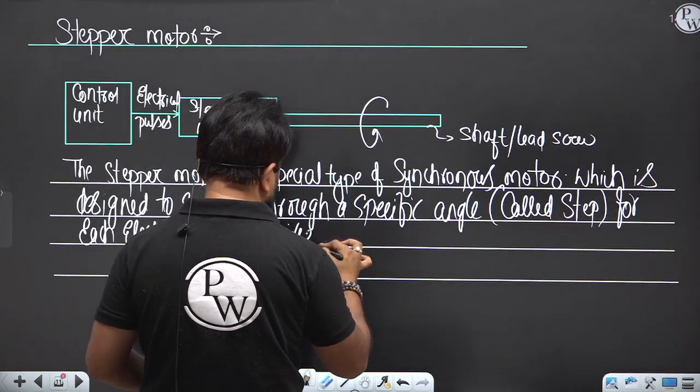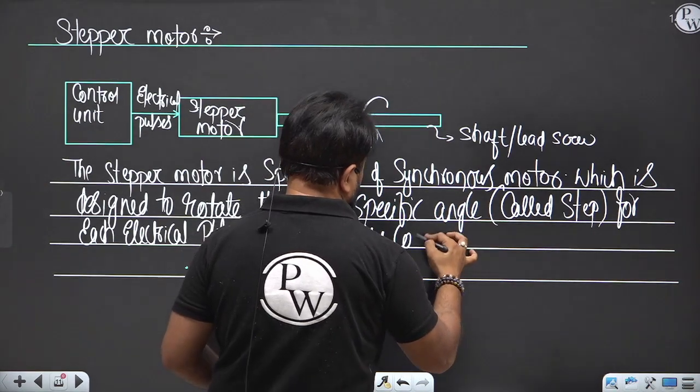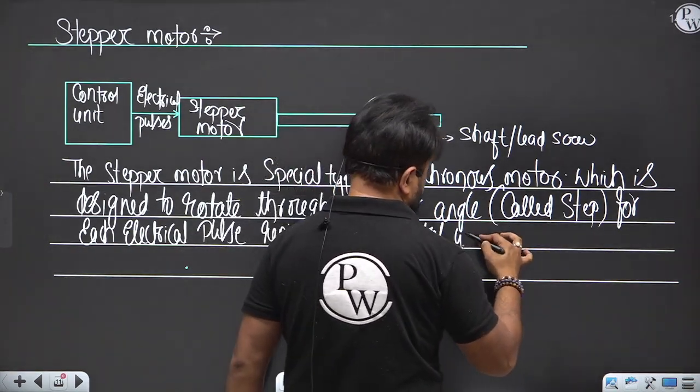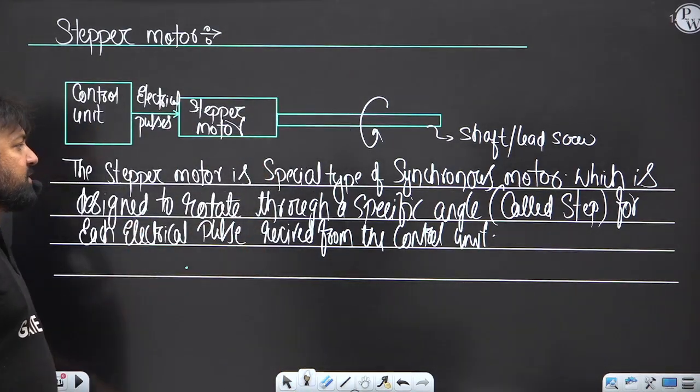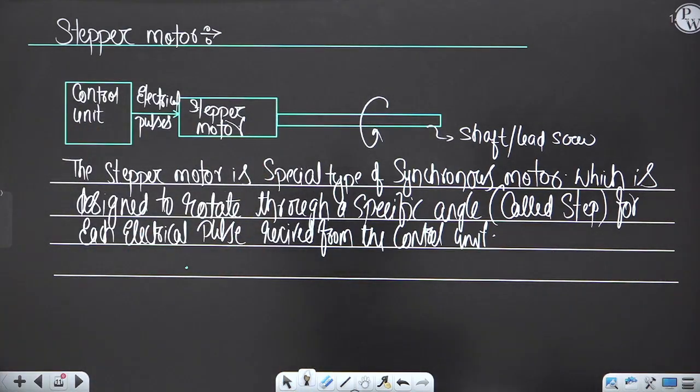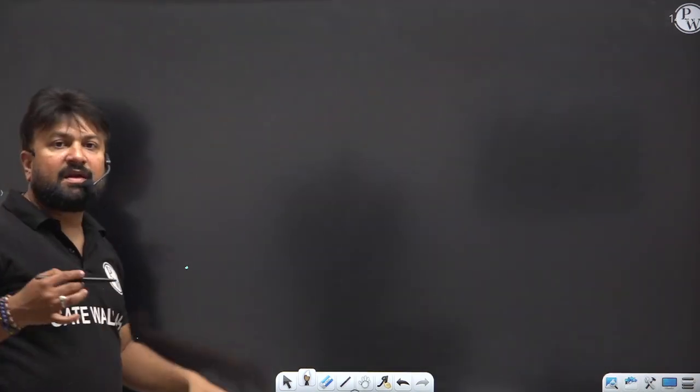Received from the control unit, right? So I hope you understand the concept of the stepper motor. Now there are two types of system, which is very important: closed loop system and open loop system.